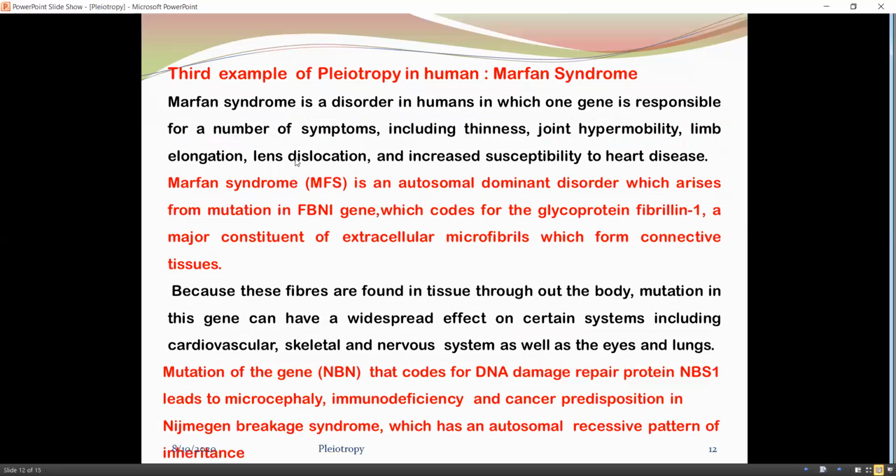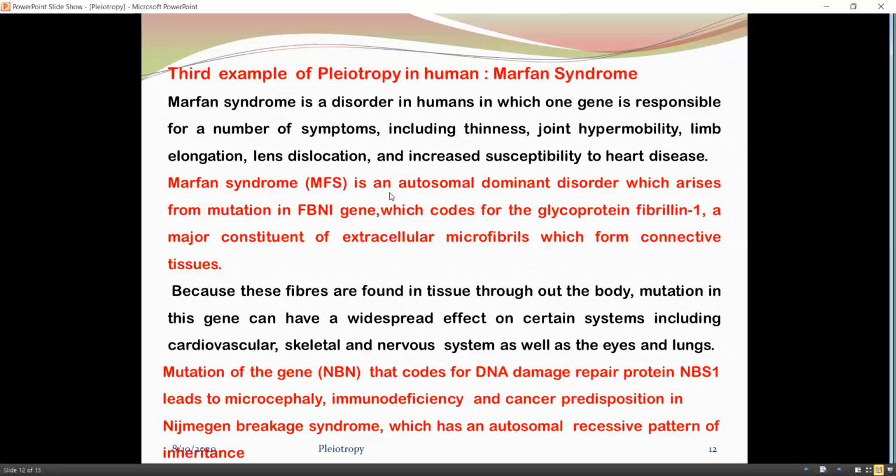Third example of pleiotropy in human is Marfan syndrome. Marfan syndrome is a disorder in human in which one gene is responsible for a number of symptoms, including thinness, joint hypermobility, limb elongation, lens dislocation, and increased susceptibility to heart disease.